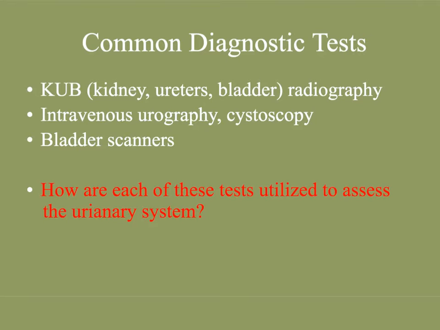A KUB is essentially an X-ray of the urinary system. It stands for kidneys, ureter, and bladder. It's called that because you can see on the X-ray the kidneys, the ureters, and the bladder. It's a structural thing. It detects any kind of structural abnormality in any of those parts. No prep, really. Basically just an X-ray to make sure they're not pregnant. And it's really quick and easy and non-invasive.